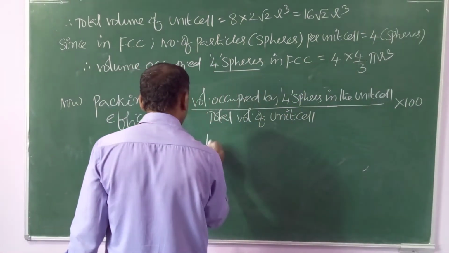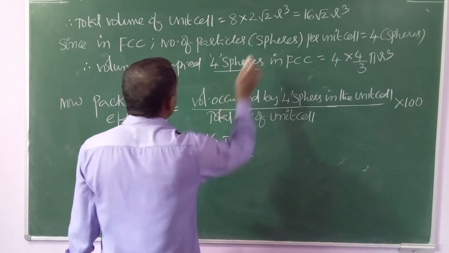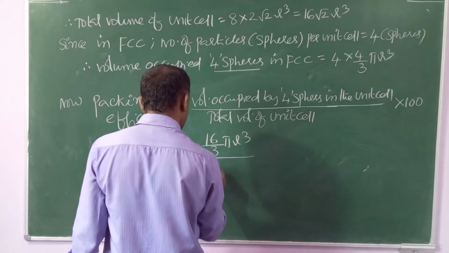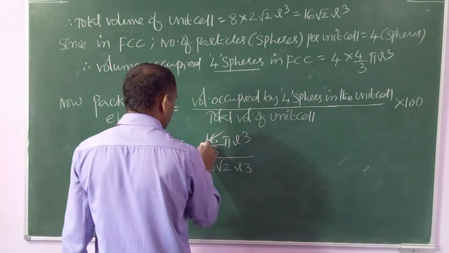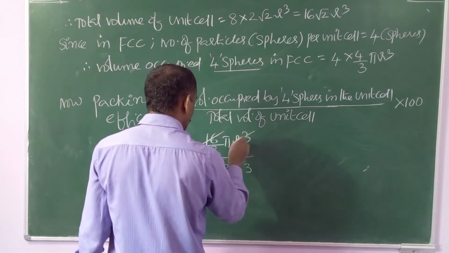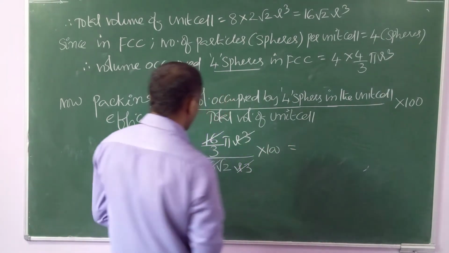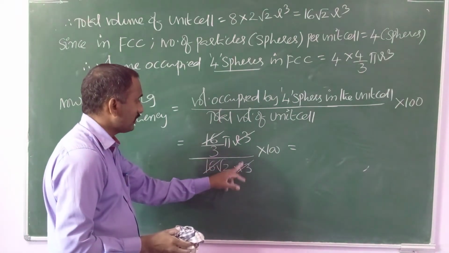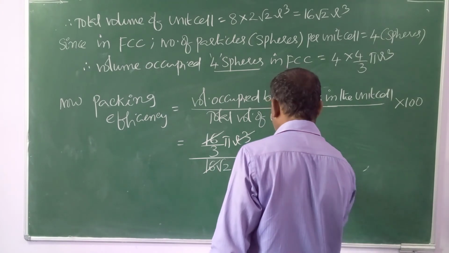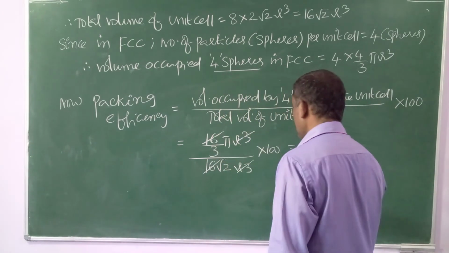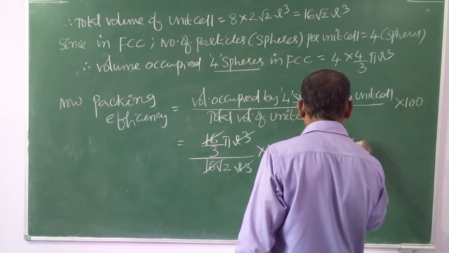Volume occupied by 4 spheres: 4 into 4 by 3 pi r cube, that is 16 by 3 pi r cube, divided by the total volume of unit cell, what? 16 root 2 r cube. So 16 gets cancelled, r cube also gets cancelled, into 100. Therefore what do you get? Pi by 3 root 2 into 100.